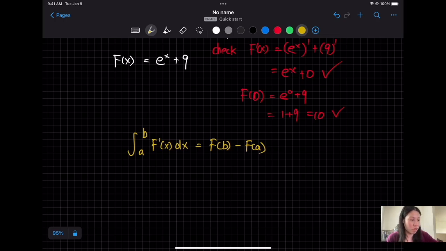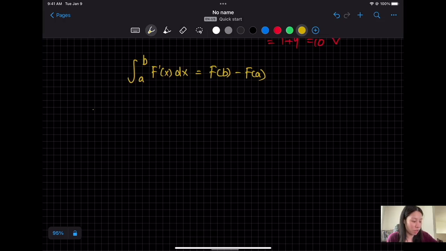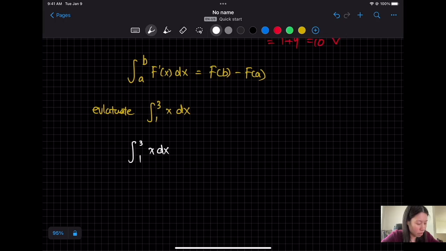Okay, so let's evaluate the integral from 1 to 3 of x dx. There are two ways to do it. You can either use a graph or use the fundamental theorem of calculus. Let's use the fundamental theorem of calculus. By the fundamental theorem of calculus, I know that the integral from 1 to 3 of x dx is equal to f of 3 minus f of 1.